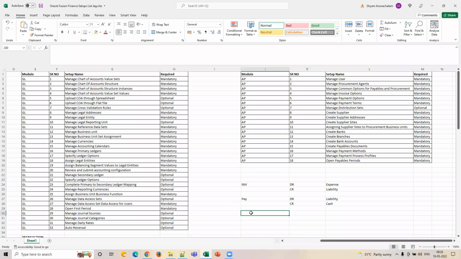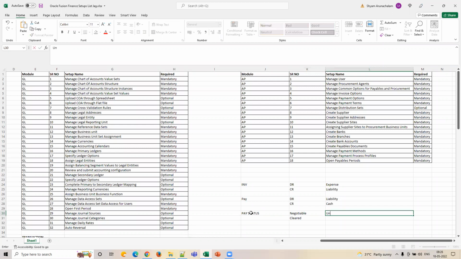See, there is a payment status. Two different payment statuses. What is meant by negotiable and what is cleared? Negotiable is unreconciled. This is reconciled. Negotiable status means it is not reconciled with your bank statement line. Once you do the manual reconciliation, once you reconcile your payment, it will change automatically to cleared status.